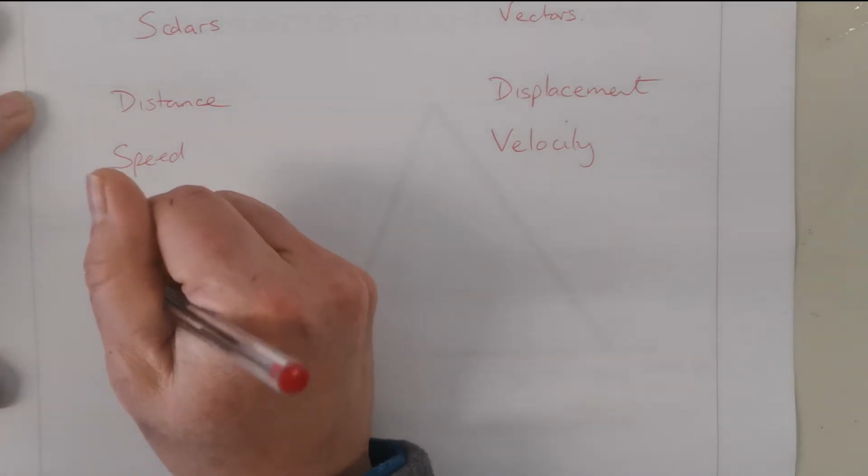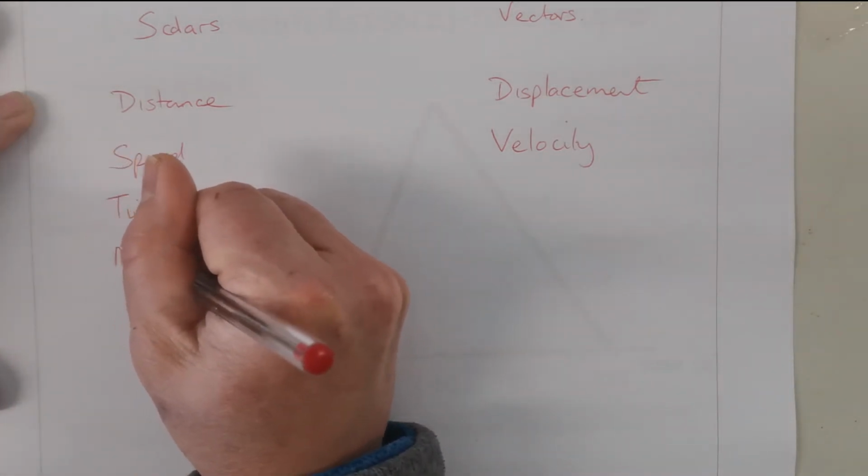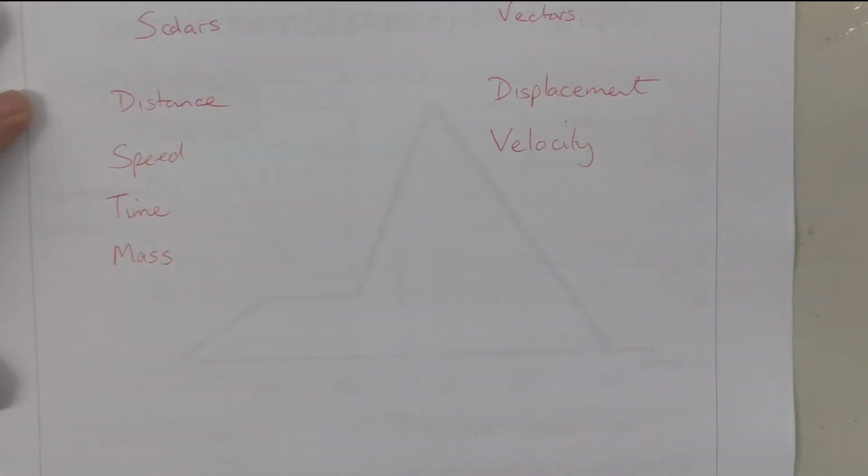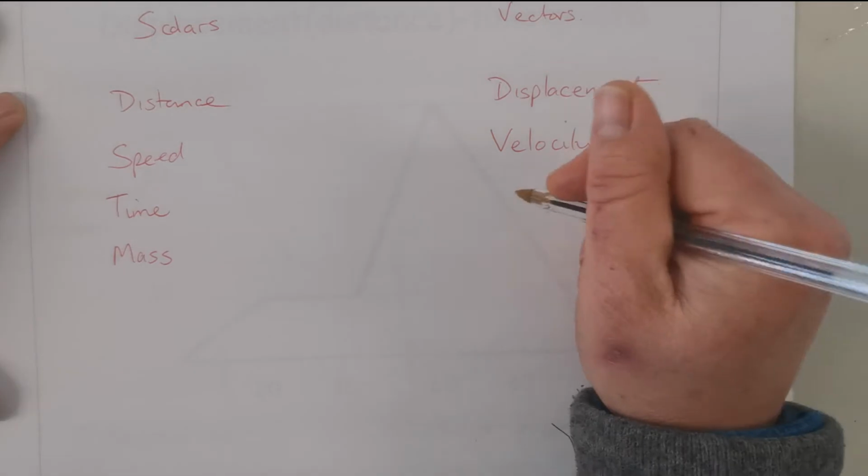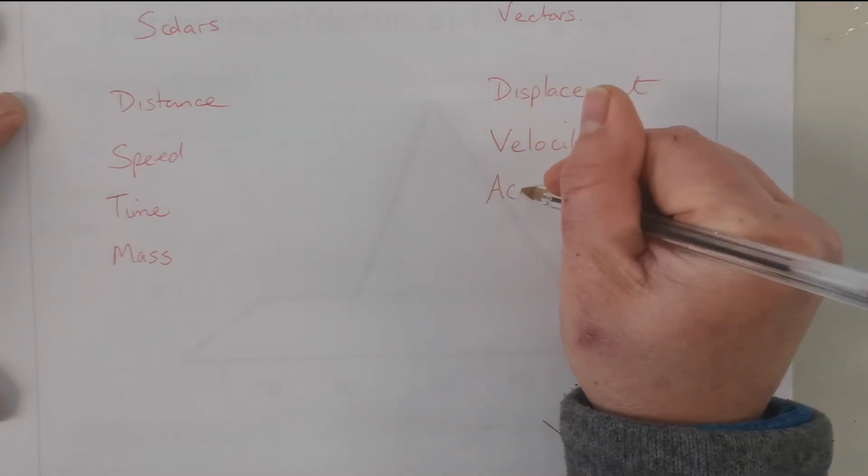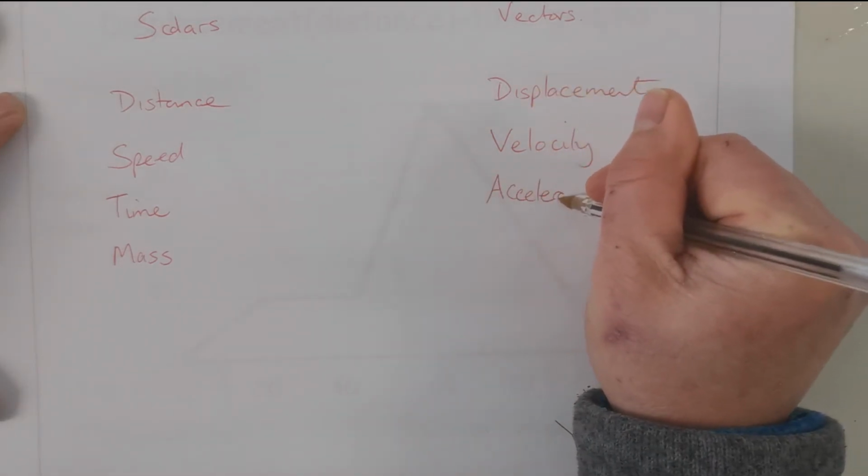Another common scalar is mass. Mass is the amount of stuff that you're made up of, which is really a measure of how many atoms you're made up of. So that is a scalar. What about some vectors? Well, a common vector that we will be coming across soon is one called acceleration.